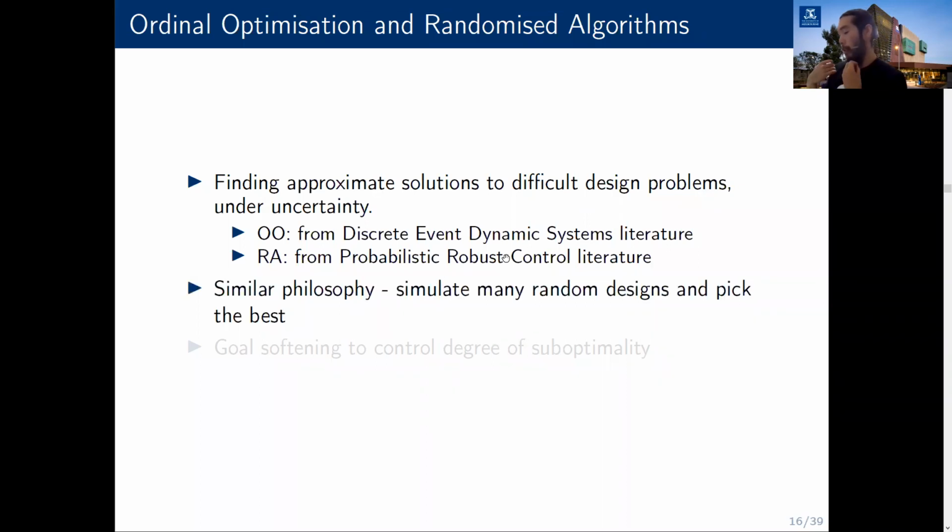And so even though the results from these two areas are quite different, they both share a similar philosophy, which says there's actually a way to justify the practice of simulating many random designs and then picking the best amongst them. And another similarity shared is that they have some notion of goal softening, which we can use to control the degree of suboptimality of the approximate solution.